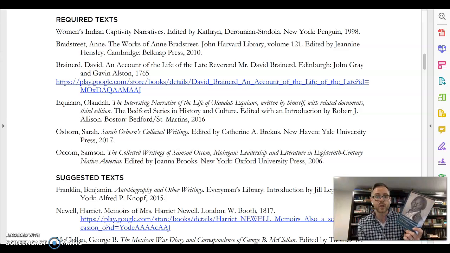Olaudah Equiano's personal narrative was very significant in bringing about British abolition of slavery. His account is really fascinating because sometimes people compare it closer to a fictional travel account like Jonathan Swift's Gulliver's Travels or Daniel Defoe's Robinson Crusoe. And so he did some very fascinating things.